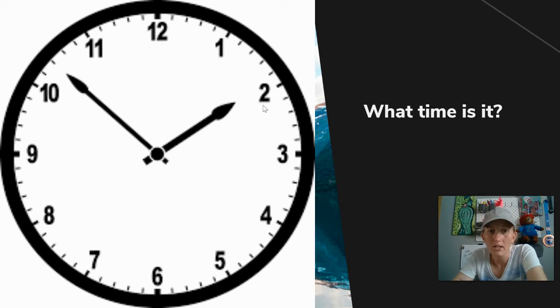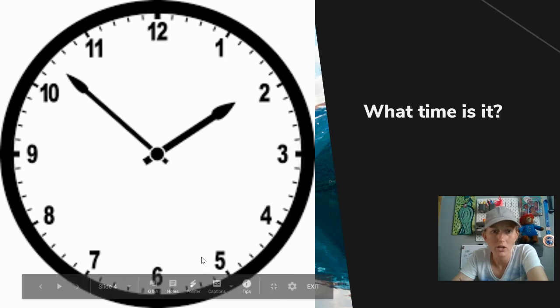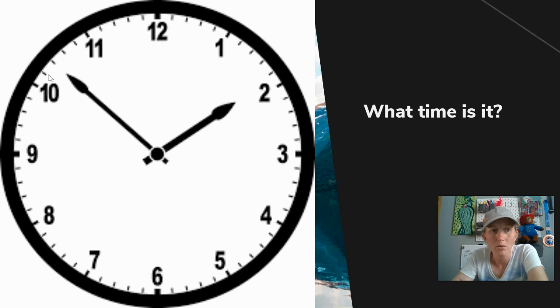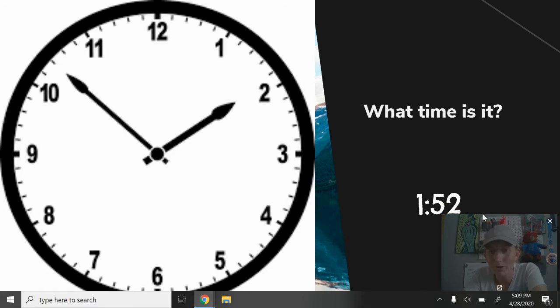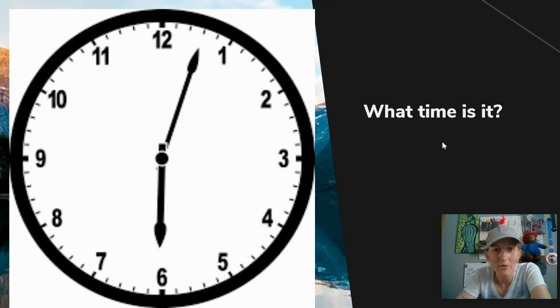So remember, when we're telling time, we know our hour hand is first. So this one, not quite hitting that two yet, so it is still in the 1 o'clock hour. So 1 o'clock, one, and then let's figure out our minutes. 5, 10, 15, 20, 25, 30, 35, 40, 45, 50. And then right here, we're going to start counting by one. 50, 51, 52. So it is 1:52. Oh, my face is in the way. 1:52.